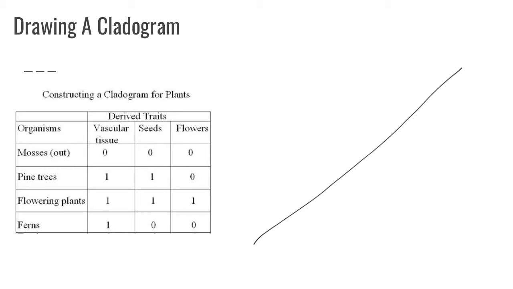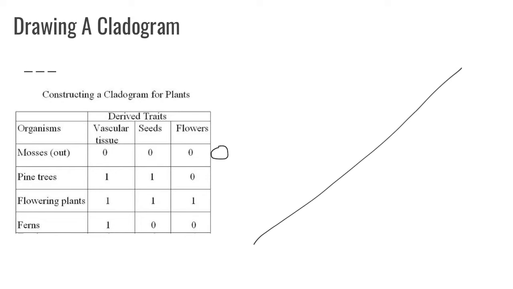And what I'm going to do on here is I am then going to be looking at the numbers of traits. So when I look at the mosses, as you can see, they don't have vascular tissue, they don't have seeds, and they don't have flowers. So I'm going to actually total these things up. And here I see 0 total.